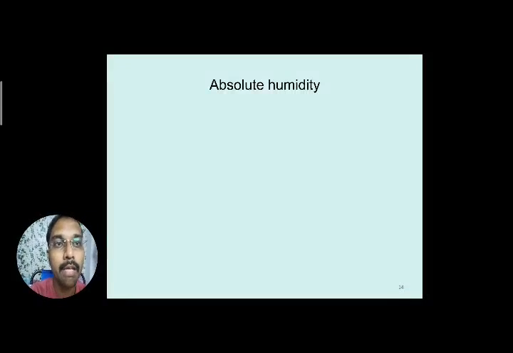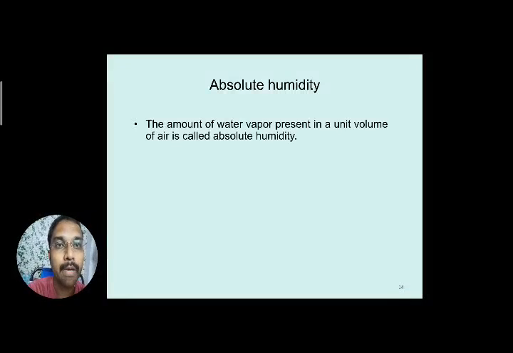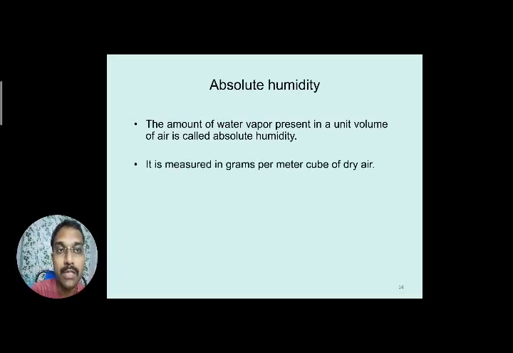Continuing with absolute humidity, we'll see from this statement: the amount of water vapor present in a unit volume of air is called absolute humidity. So how can absolute humidity be measured? When you take a unit volume of air, how much water vapor is present in it can be taken as absolute humidity. It can be measured in grams per meter cube of dry air.